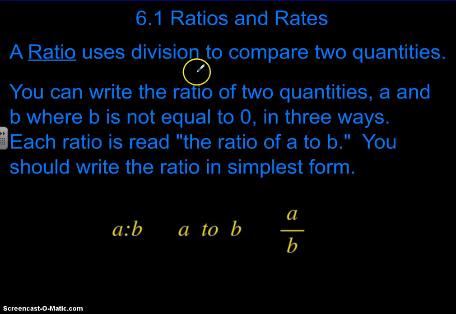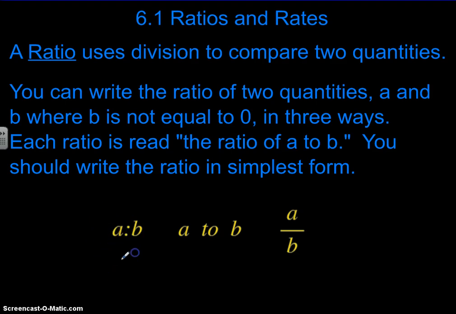Okay, this is 6.1, ratios and rates. A ratio uses division to compare two quantities. So basically a ratio is a fraction, comparing the top quantity with the bottom quantity, or the numerator with the denominator by division. You can write the ratio of two quantities, A and B, as long as B is not equal to 0, in three different ways. Okay, the first way is this one.